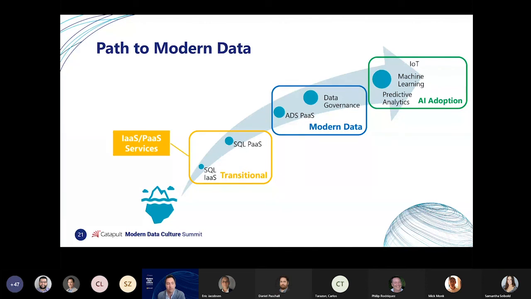And I think it's important to note too, with each one of these different phases, the way to maintain and control those environments changes, right? Initially, you're worried about the core IaaS and PaaS services that are available in the cloud. And then as you move into the modern data space, the ADS specific capabilities and big data services are really what you're focused on to ensure that those different pipelines, et cetera, are functioning properly.